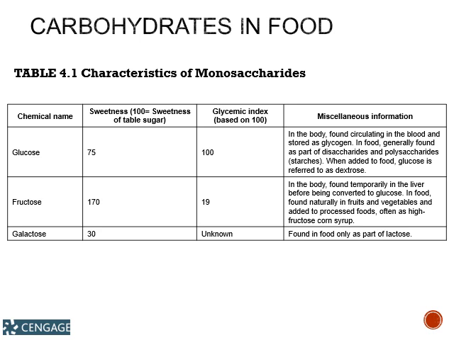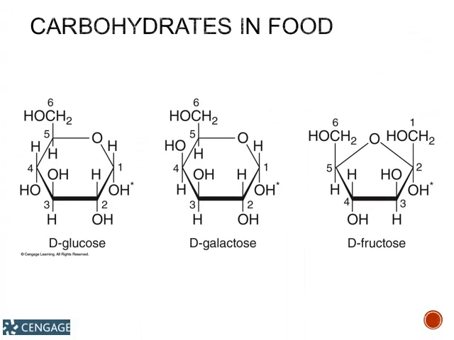The monosaccharide fructose is found temporarily in the liver before being converted into glucose. You can see the glycemic index is 19, which means that it does not stimulate an insulin response as high as glucose does. Fructose is an ingredient in high fructose corn syrup. Galactose is found only as part of lactose. It's not very sweet at all, and it has an unknown glycemic index. The chemical structure of the monosaccharides, glucose, galactose, and fructose, show that each one of these contains 6 carbons.